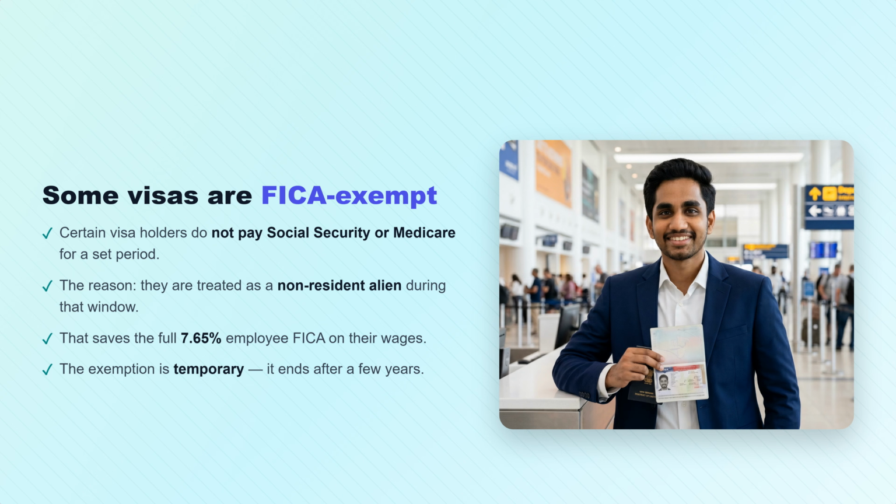So here's the big idea. Some visas are FICA exempt. Certain visa holders do not pay Social Security or Medicare tax for a set period. Why? Because during that window, they're treated as a non-resident alien for tax purposes. That exemption saves them the full 7.65% employee FICA on their wages. But remember, it's temporary. It ends after a few years.